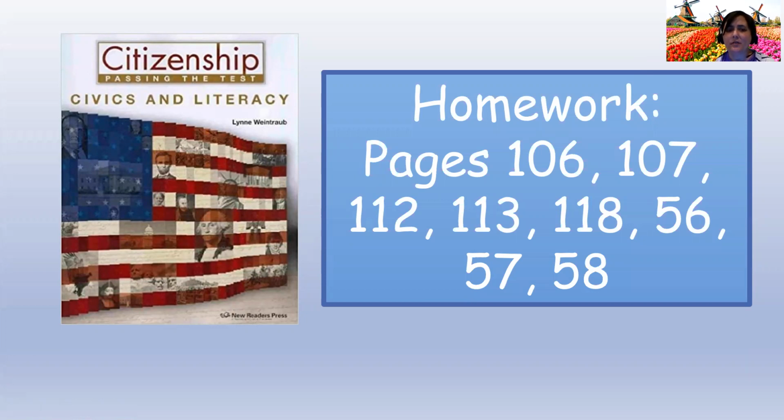This is homework for citizenship class. We will read in our book. We will read pages 106, 107, 112, 113, 118, 56, 57, and 58. Okay, so get your book and we can read together.